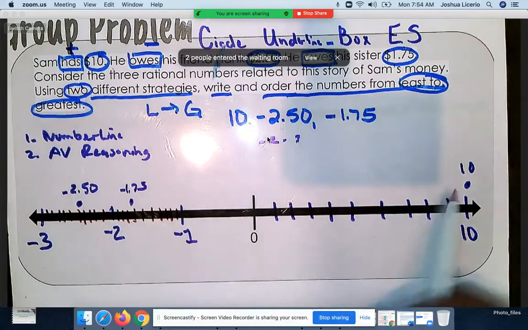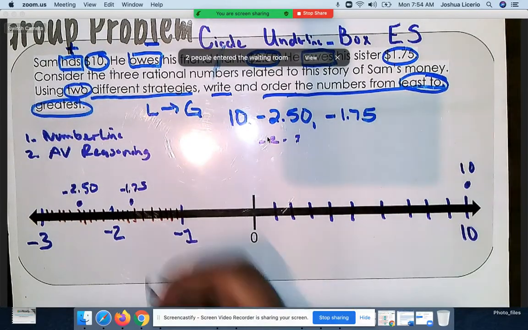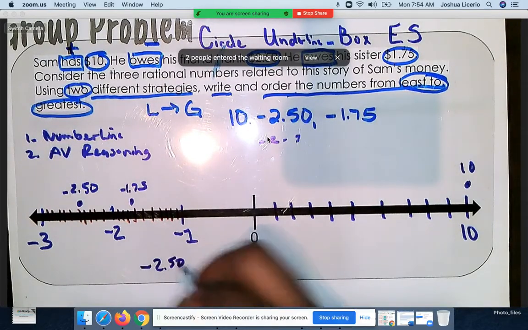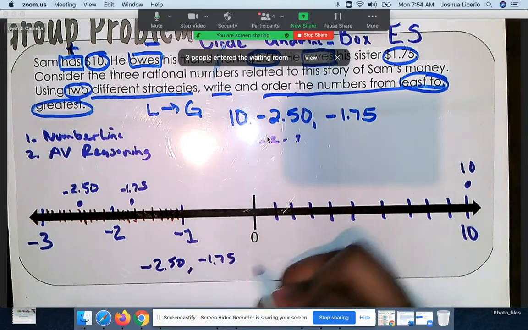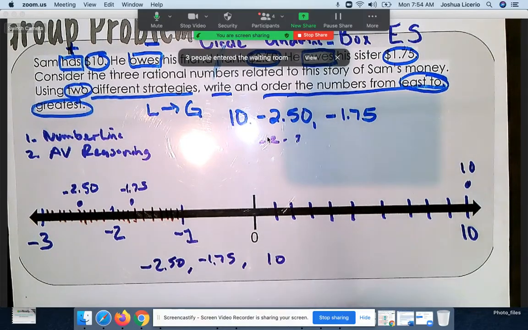And as you can see, I already have them in order from least to greatest. I just go from left to right because we know that as you go to the right, our numbers get bigger. So negative $2.50, negative $1.75, and then $10.